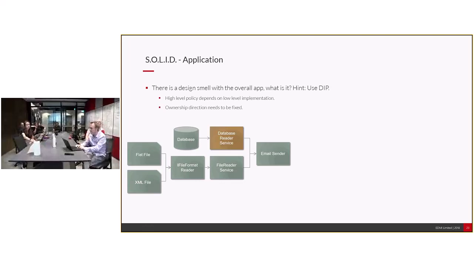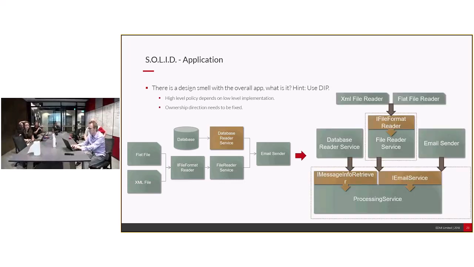Now, ownership direction also needs to be fixed. So if the database reader service for some reason changed the method that it exposed to email sender, then guess what? Email sender has to change and you have to retest the entire thing, all the flows. So that's what is meant by ownership. Right now the ownership of the interface between database reader service and email sender lies with database reader service. You want to flip that as well, so that it's the database reader service that adheres to the requirements of email sender, not the other way around, right?